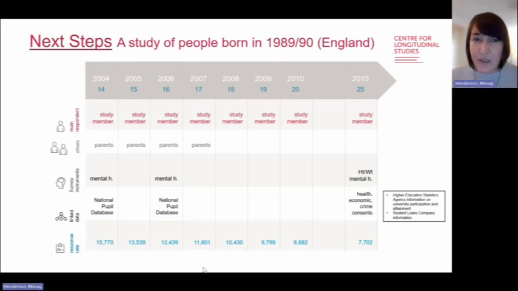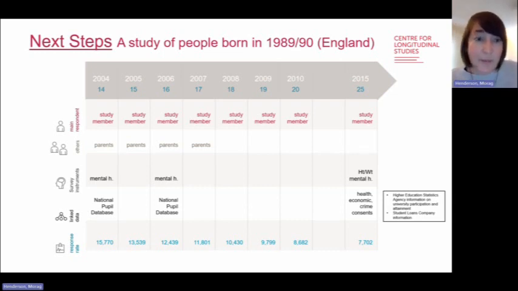Next Steps is a slightly unique study compared to the other three that we have at CLS. This is a slightly different design to the others. It was initiated by the Department for Education in 2003-2004, with the main aim of following teenagers through their secondary schooling and into the labour market.